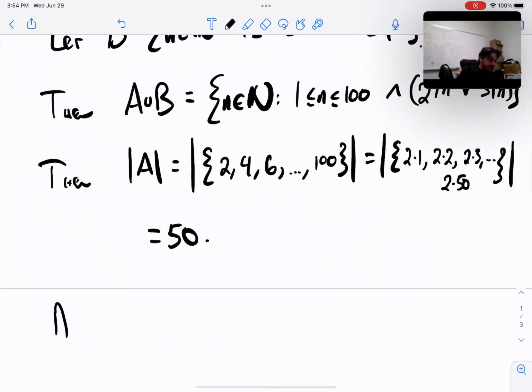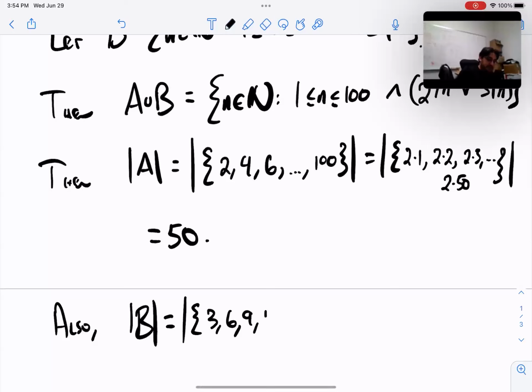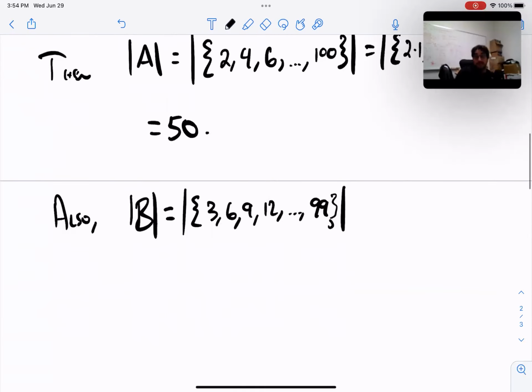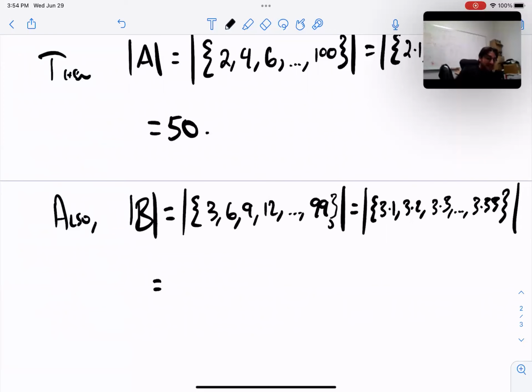Now, we also have the size of B. How can I get B? That's all the multiples of 3. So I have 3, 6, 9, 12, and so on up to 99, which would be the last number before 100 that's divisible by 3. And similarly, I can look at this as multiples, which helps me count them: 3 times 1, 3 times 2, 3 times 3, up to 3 times 33. Which, 3 times 33 next to a right squiggly brace just looks ridiculous, but that's what it is. So how many elements is this? There are 33 elements here, because you can just count them off: 1, 2, 3, and so on up to 33.